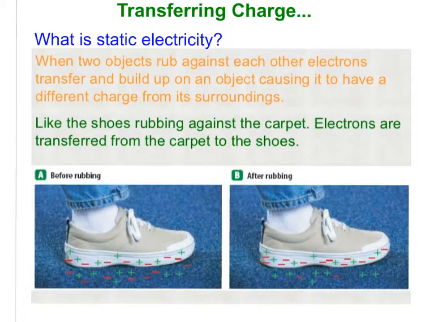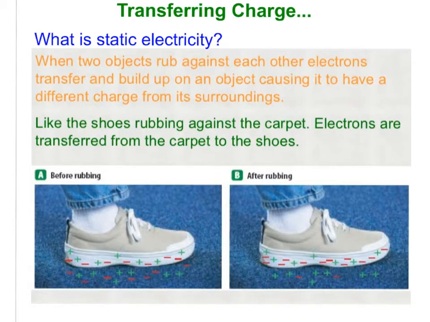So let's look at a situation where charge is transferred. Here we have someone's shoe on the carpet, and if you shuffle around on the carpet with your shoe, these objects would be touching each other, the carpet and the bottom of the shoe. When those two surfaces rub against each other, electrons can be transferred. And here, if you look in this picture, the carpet has fairly equal amounts of positive and negative charge, but the action and the motion of the shoe rubbing on the carpet can allow some of the electrons from the carpet to transfer into the shoe.